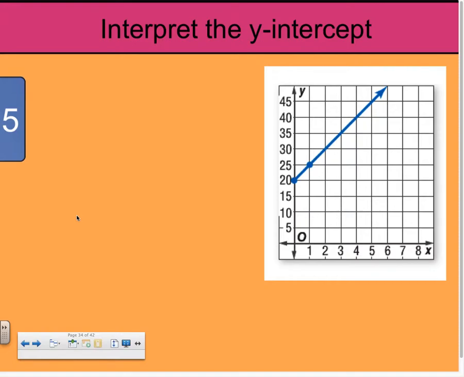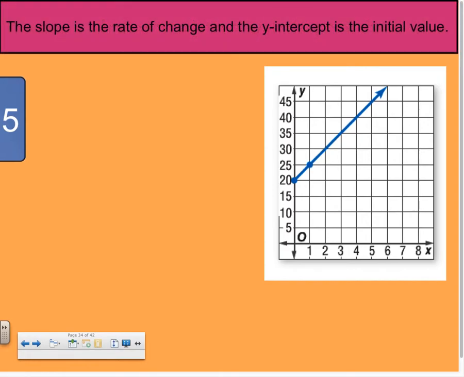Now we want to look at the y-intercept that we've just learned about, and we want to see if we can apply that to a real-world situation. What does it mean in real life? One of the things we've already learned is that the slope is usually a rate, the unit rate or rate of change. The y-intercept is usually an initial value or a starting fee, something of that nature. So the slope is the rate of change, and the y-intercept is the initial value. Something good to remember.